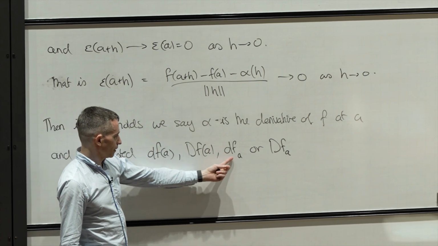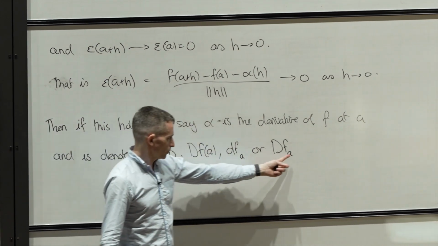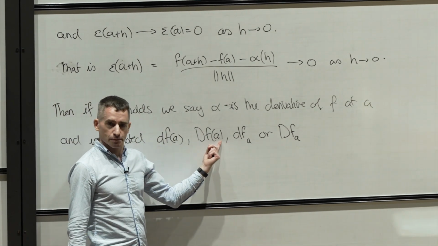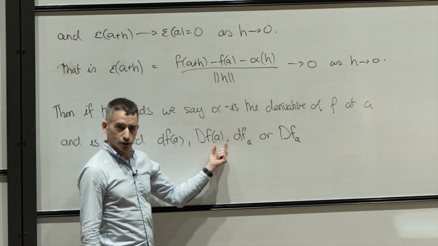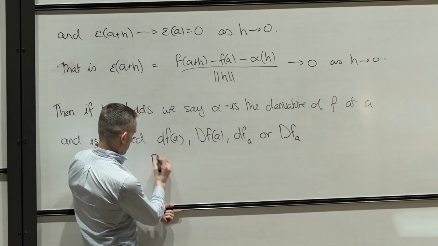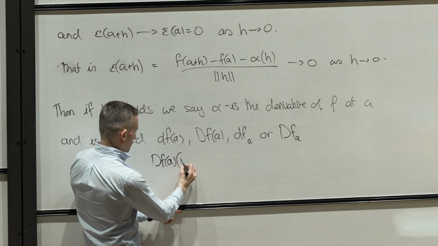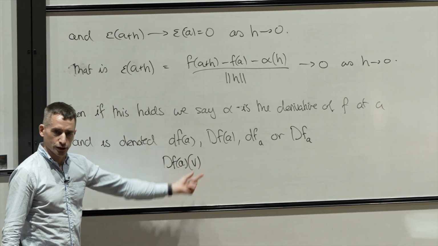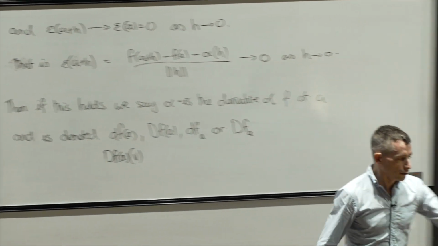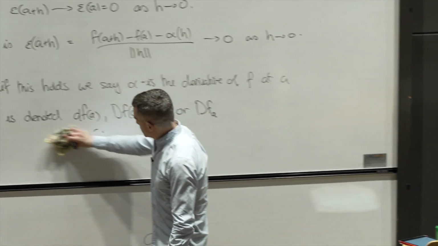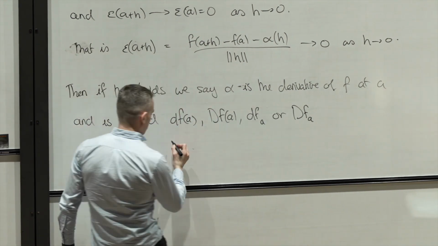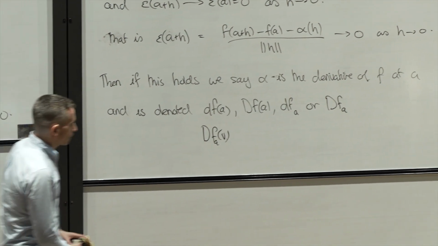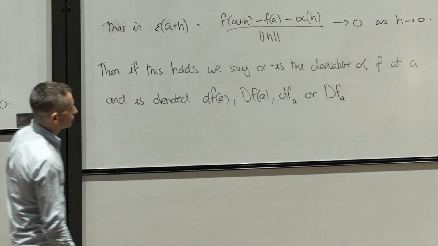I think I will tend to use this or this. The reason for not writing this is because this thing is a linear map. So you'll want to write the linear map applied to a vector becomes df of a of v, which just gets kind of clunky. And so the usual convention is to write, say, something like df of a acting on v, like that.